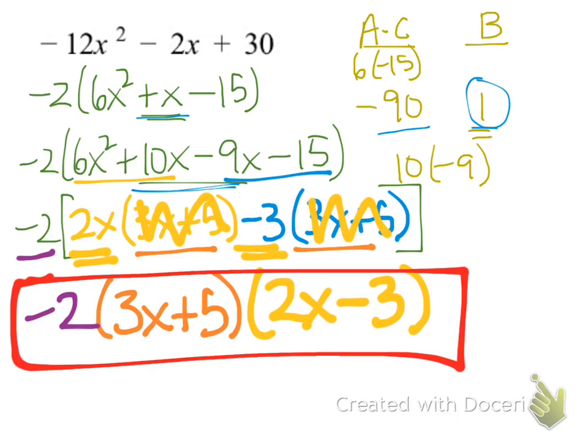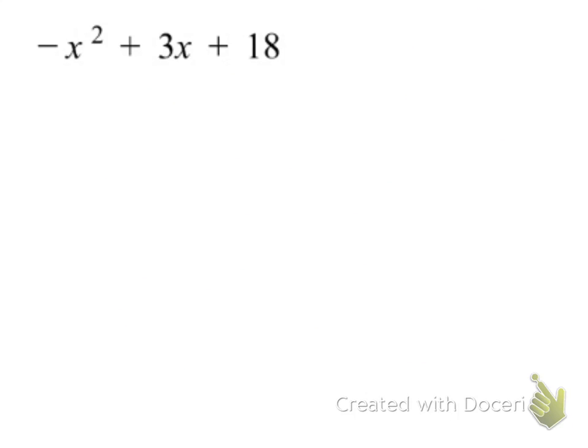So a reminder that as we're doing this, we're going from standard form to intercept form. I could find the intercept by setting both of those in the parentheses equal to 0, and that's going to tell me where this parabola would cross the x-axis. Okay, so negative x squared plus 3x plus 18.